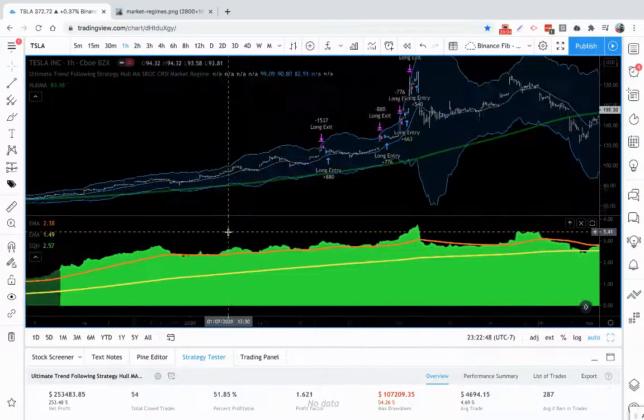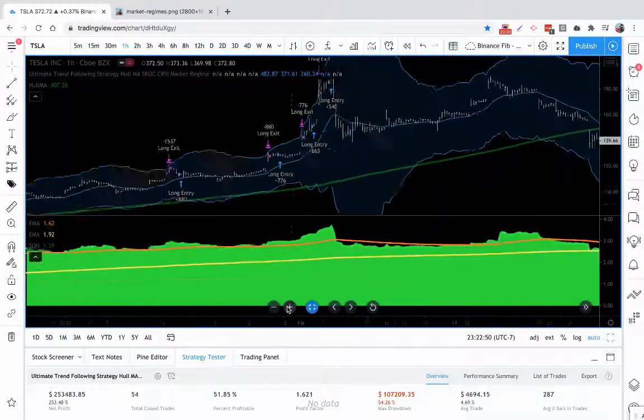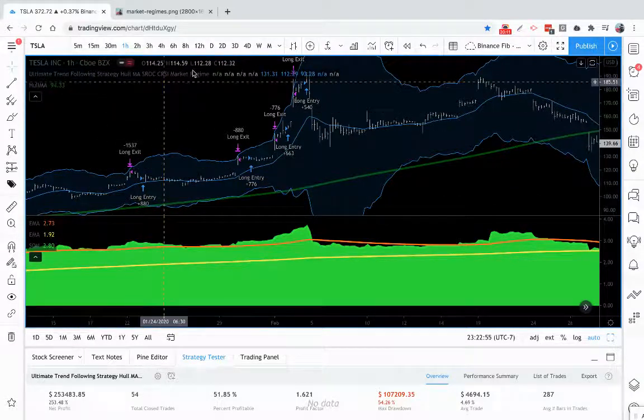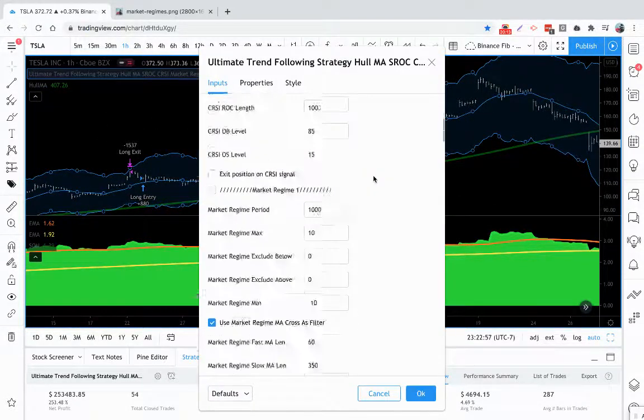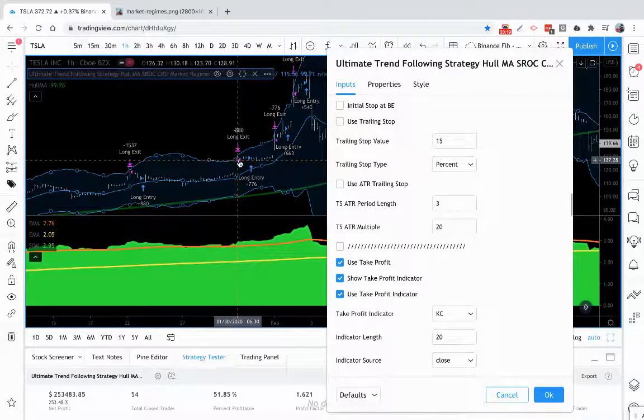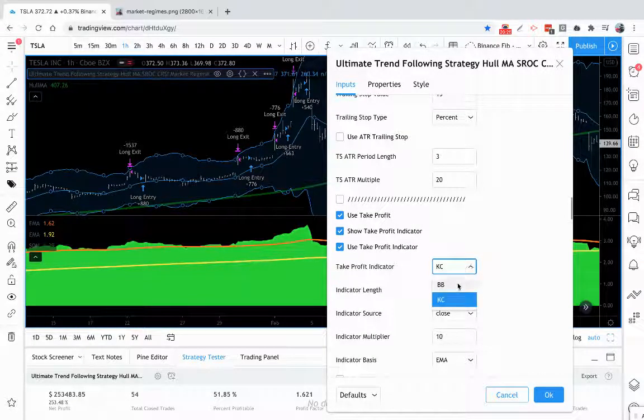So here we entered a long, and based on our profit setting, we're using the Keltner channel right now. As soon as price touched outside the Keltner channel, we took profit on that. If we want to use Bollinger Bands, we can do that instead.